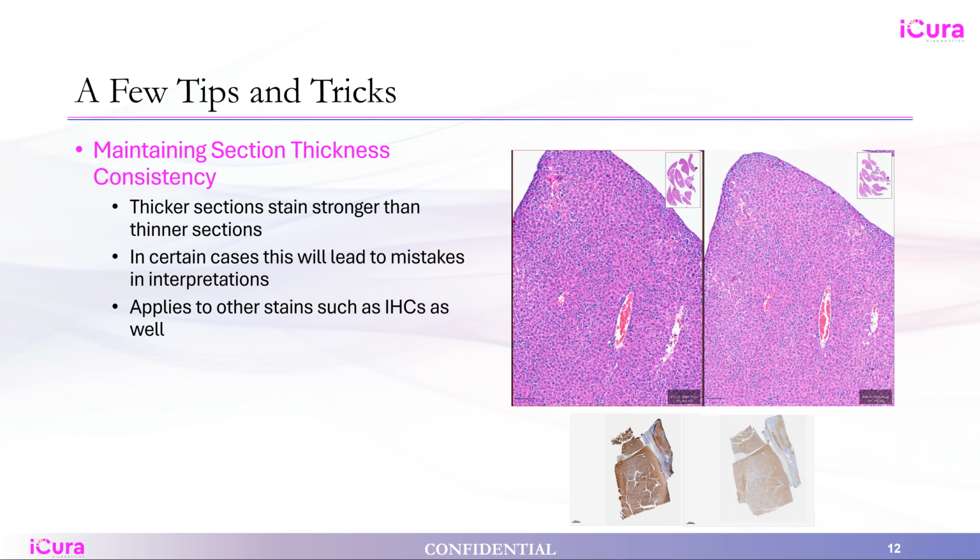And for the lower panel, you can see it's a liver block with IHC stain for the same marker under the same procedure, same run. And the thicker section on the left side shows much stronger signal than the one on the right side, which is the proper thickness.